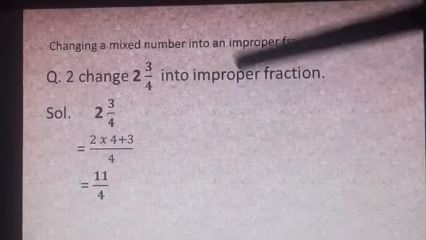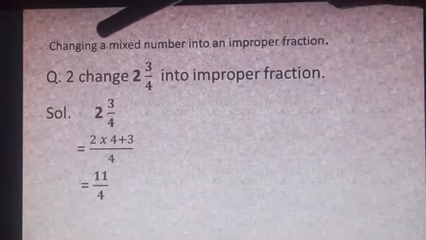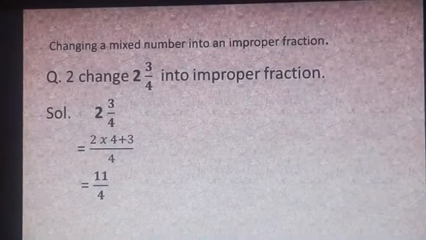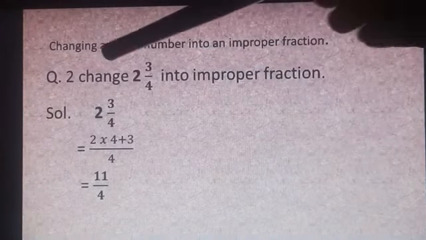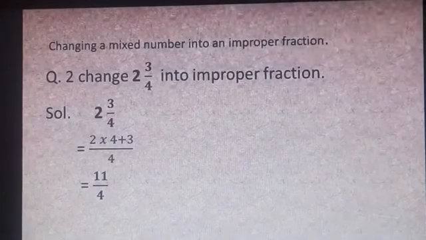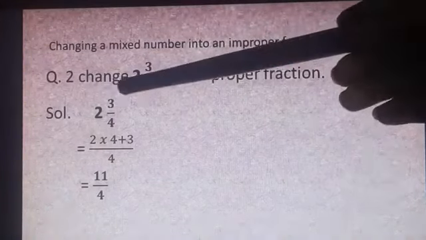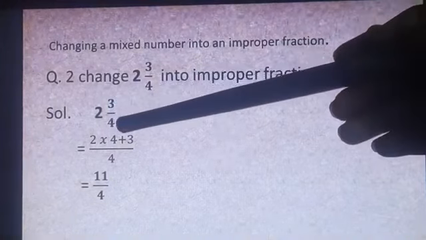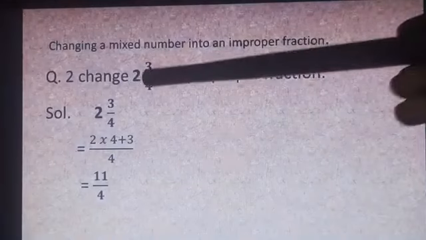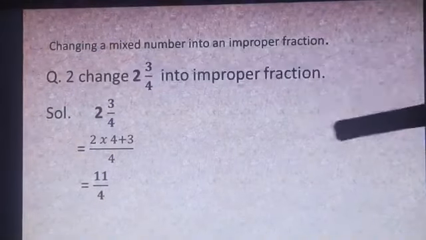Our question number 2 is based on this. Changing a mixed number or mixed fraction into an improper fraction. How to change? Change 2 whole 3 upon 5 into an improper fraction. So 2 whole 3 upon 4. I think I have spoken that 5. No, it is 4. 2 whole 3 upon 4.